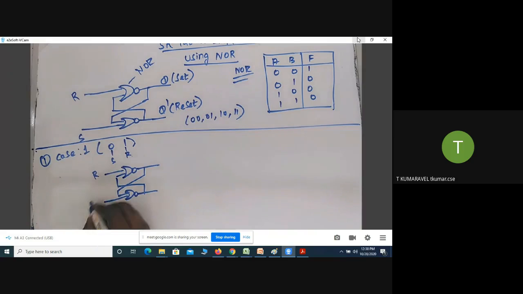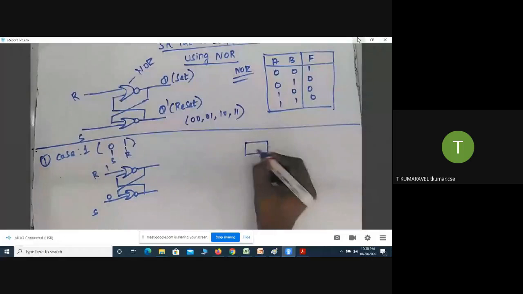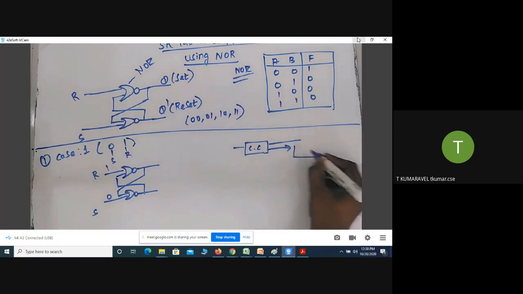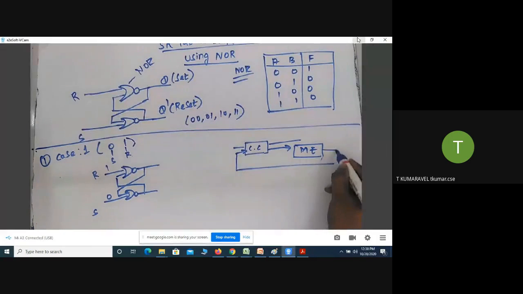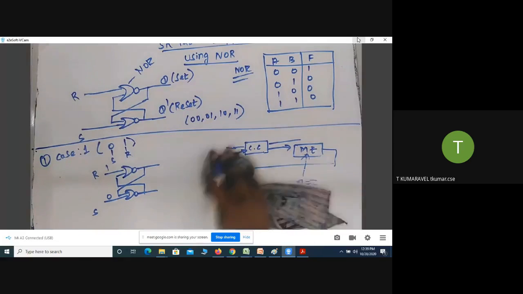So now I am taking input as S equal to 0 and R equal to 1. Initially, sir, I am only now going to start the circuit. In the sense, what is the value available in the memory element? It is 0. For example, this is a circuit diagram for a sequential circuit, the combinational circuit. Here memory elements are available. This memory element is feedback for that combinational circuit. Sir, I am only now going to start the operation. The initial value available in the memory element is 0.